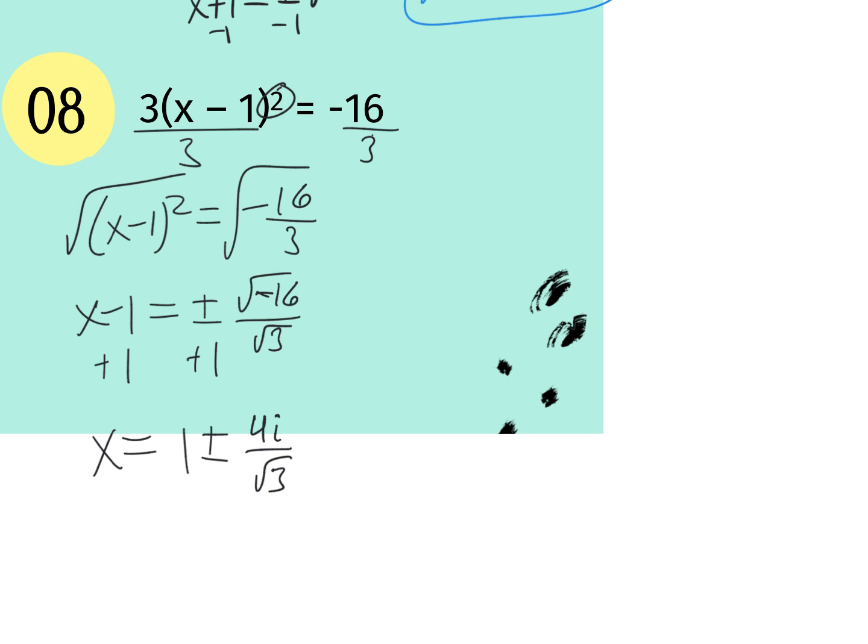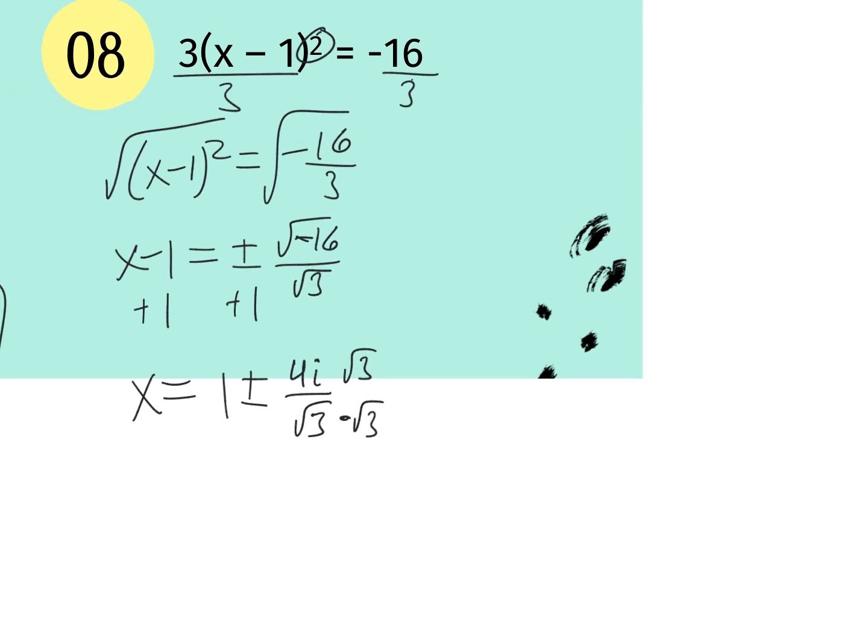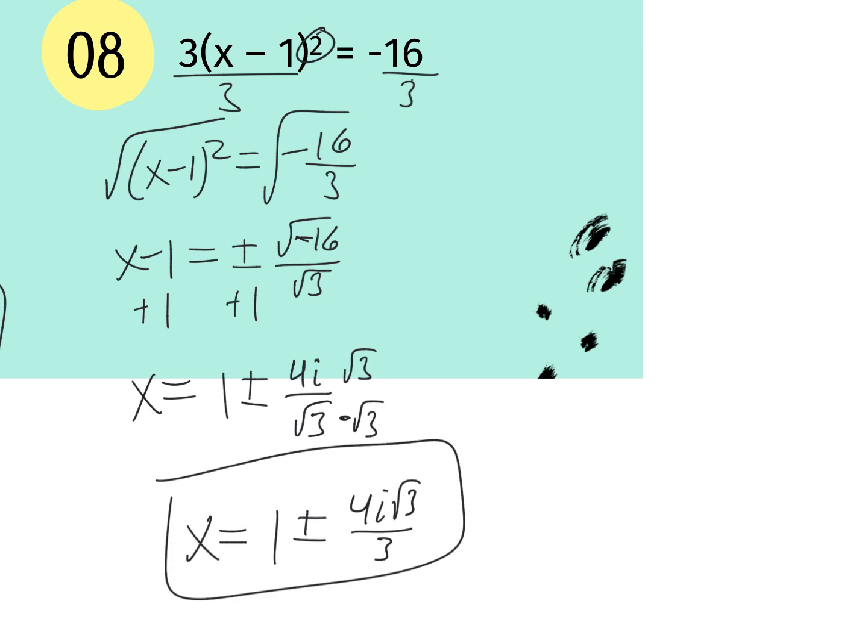All right, and then I have a square root on the bottom. We can get rid of that by rationalizing, right? So you never want to leave a square root on the bottom. So you get x equals 1 plus minus 4i square root of 3 over 3 as our final answer. You can leave it like that. There's a way to get it under a single fraction, but honestly, this is perfectly fine as an answer.